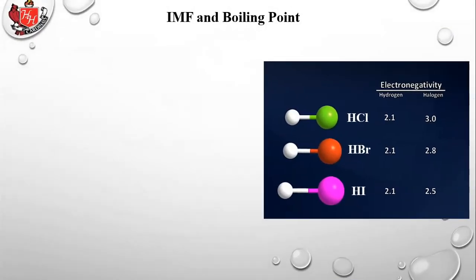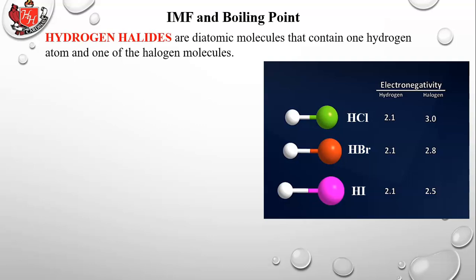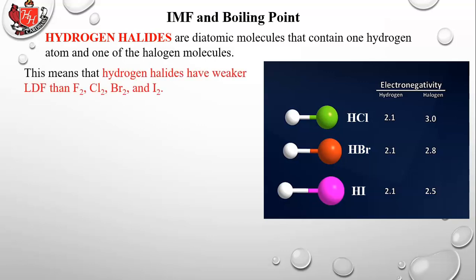Now we're going to look at hydrogen halides. Hydrogen halides are diatomic molecules that contain one hydrogen atom and one of the halogens. So in the case of HCl, for example, you removed one of the chlorines from Cl2 and replaced it with a hydrogen. In the case of HBr, you removed one of the bromines from Br2 and replaced it with a hydrogen. Same with HI. You removed one of the iodines and replaced it with a hydrogen. Remember, hydrogen atoms only have one electron. This means that the hydrogen halides have weaker London dispersion forces than F2, Cl2, Br2, and I2.